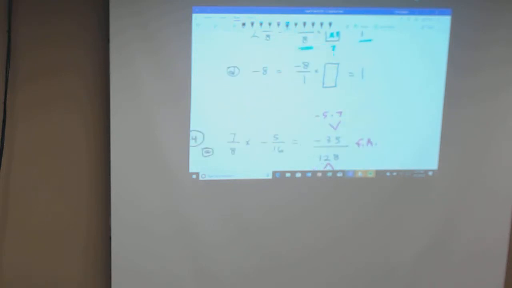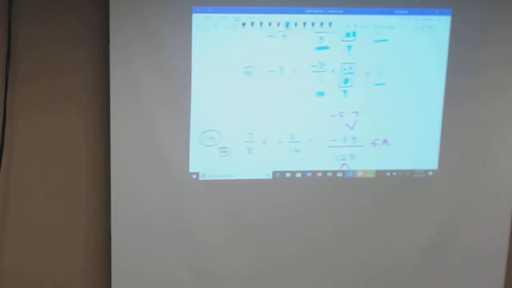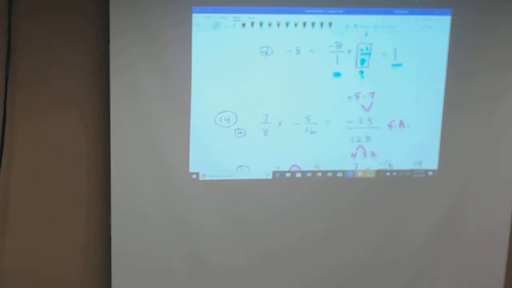D, negative 8, that's negative 8 over 1. I need a fraction. So I change it to negative 8 over 1 times what would equal 1? Negative 1 over 8. Everybody see how that works? Number 14.